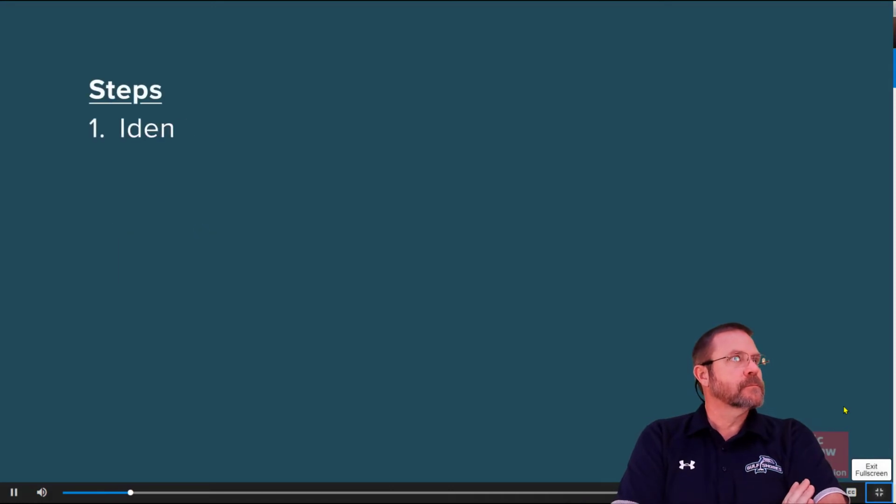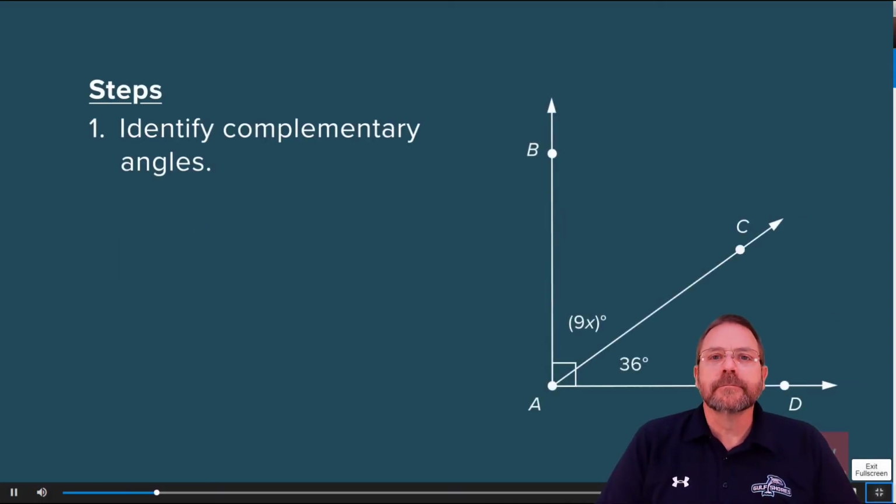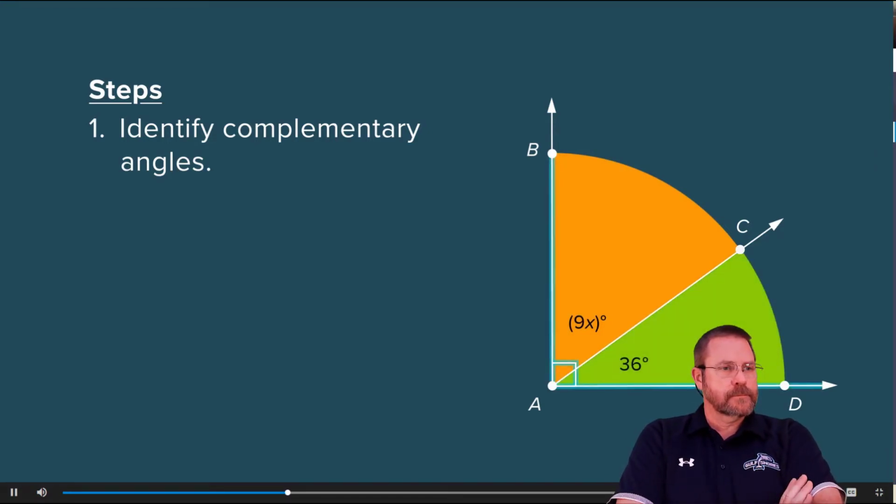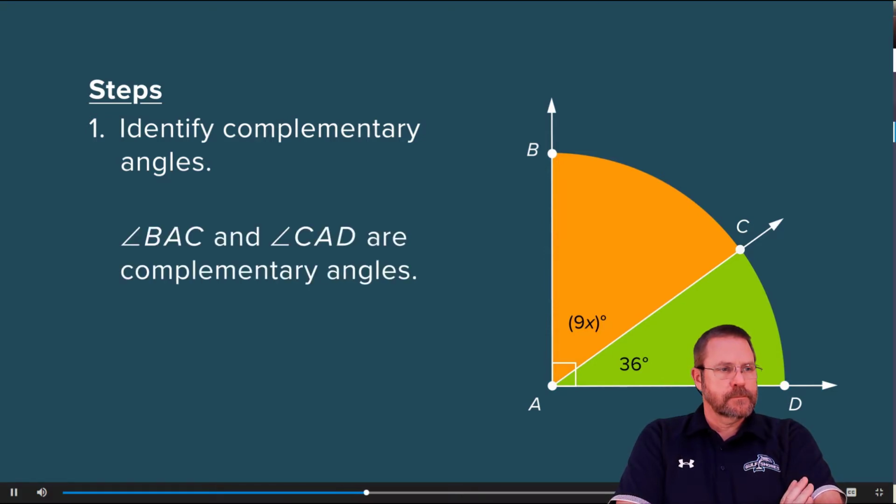You can use complementary angles to find an unknown value. Two angles are complementary if the sum of their measures is 90 degrees. Together, angle BAC and angle CAD form a right angle. A right angle measures 90 degrees, so angle BAC and angle CAD are complementary.